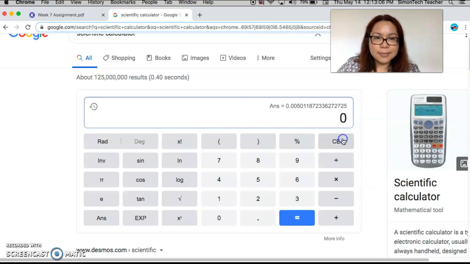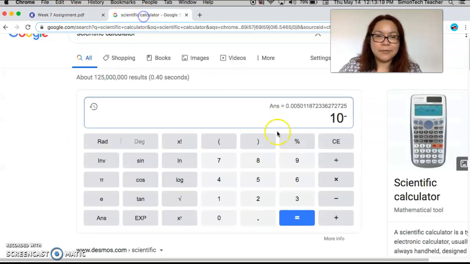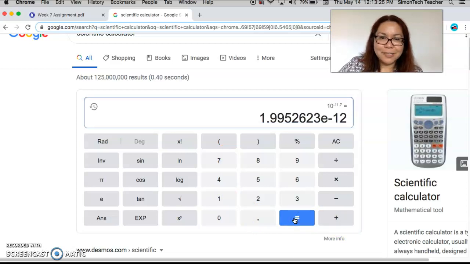Let's clear this. Do the inverse of the log so that we have this 10 to the x, and plug in negative, I forgot, what was it? Negative 11.7. And your concentration will be 1.9952623 times 10 to the negative 12. All right.